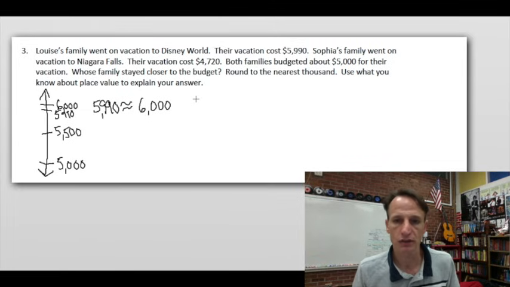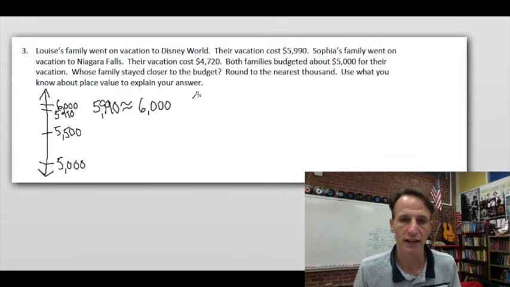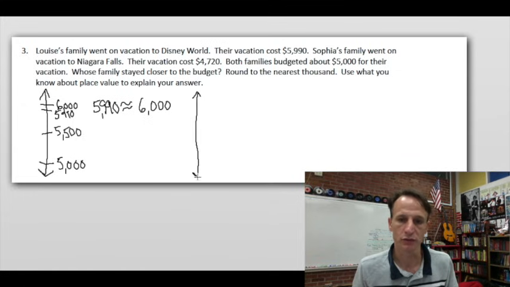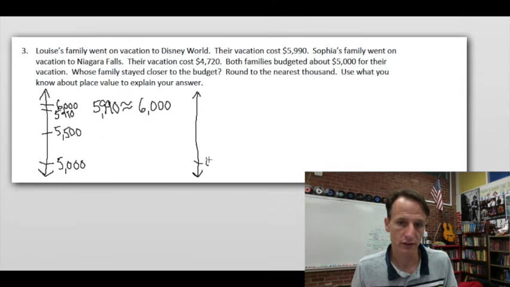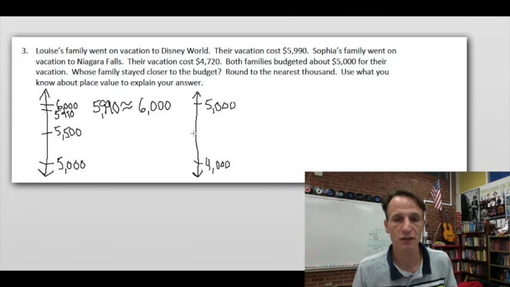Okay, let's look at Sophia and her little family going to Niagara Falls. And I bet most of you are thinking, I'd much rather be in Louise's family. Thank you very much. So they spent $4,720. How many thousands are there? That's right, there are 4 thousands. That's our lower point on our vertical number line. What's 1,000 more than 4,000? 5,000 indeed. Our midpoint, well, half of 1,000 is still 500, my friends. So 4,500 is our midpoint.